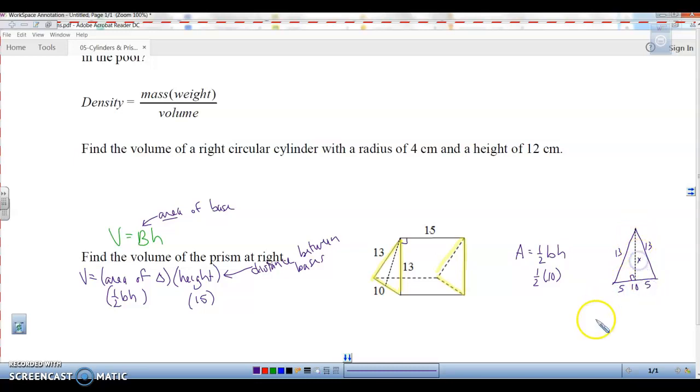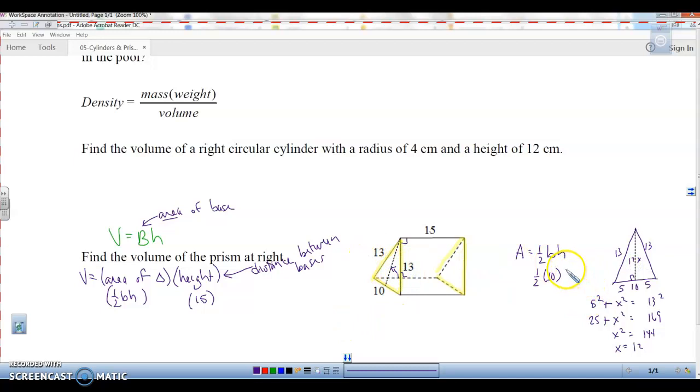How are we going to find x? Well, isn't that a right triangle? We can use the Pythagorean theorem. The hypotenuse is 13, so this is going to be 5 squared plus x squared equals 13 squared. So 25 plus x squared equals 169. Subtract the 25, you get x squared equals 144, and then take the square root, x is 12. So that means that this height right here is going to be 12.